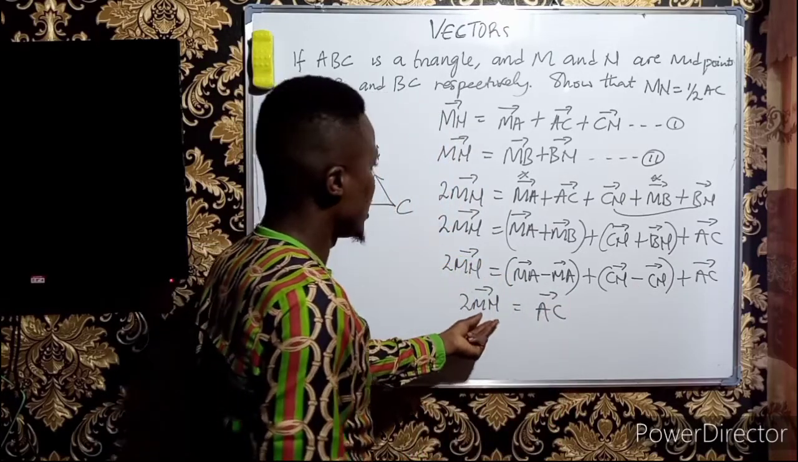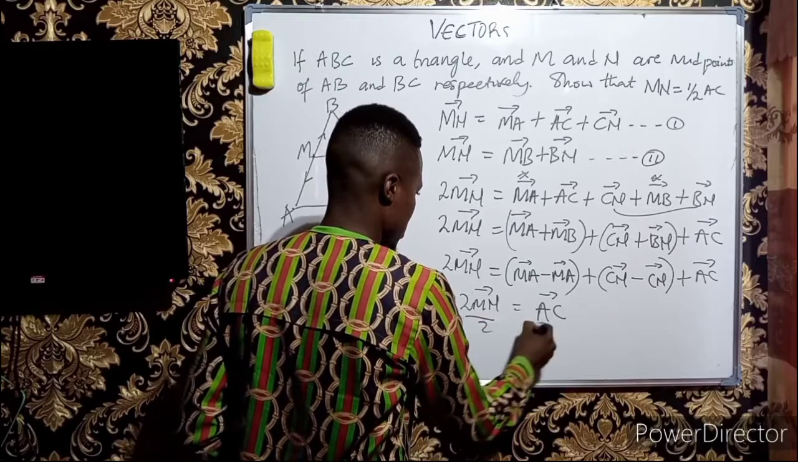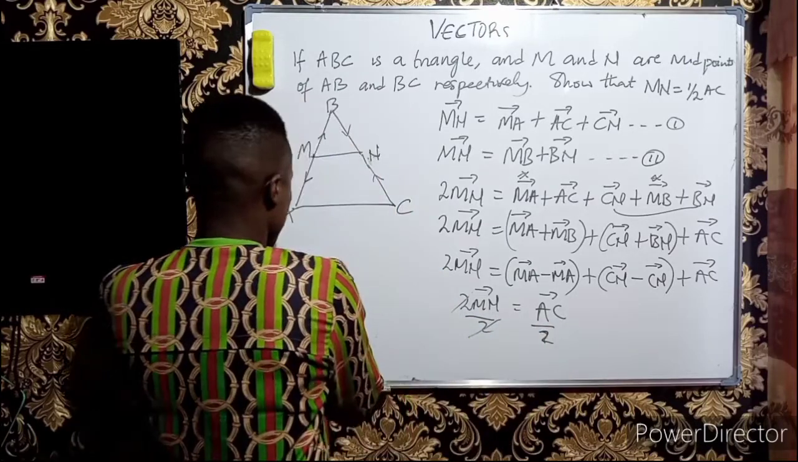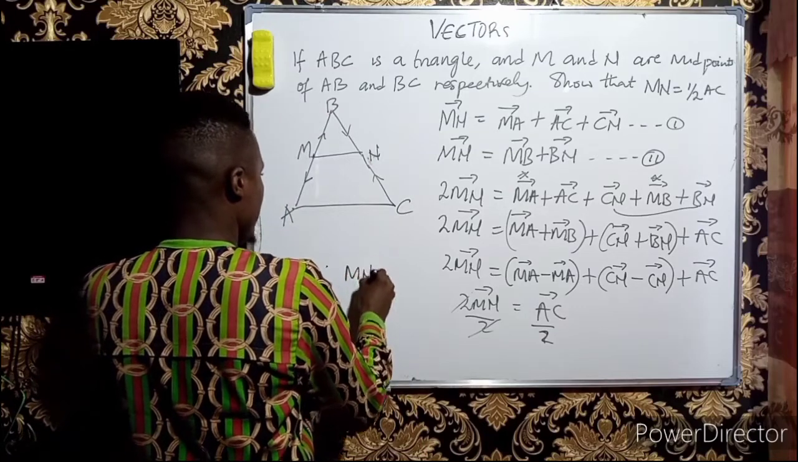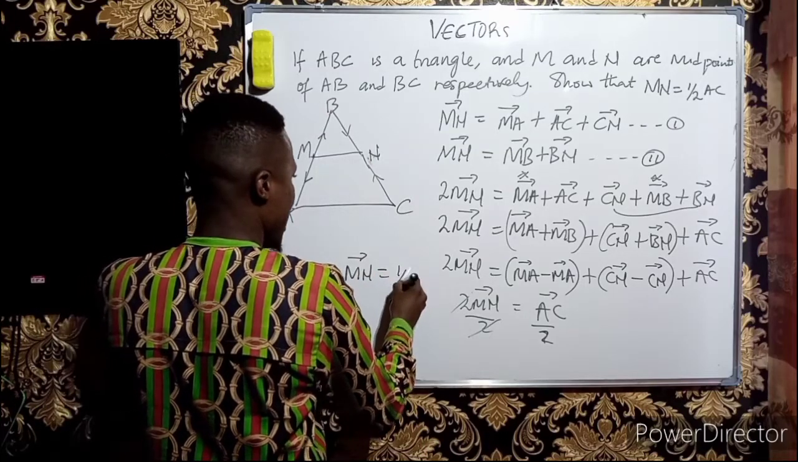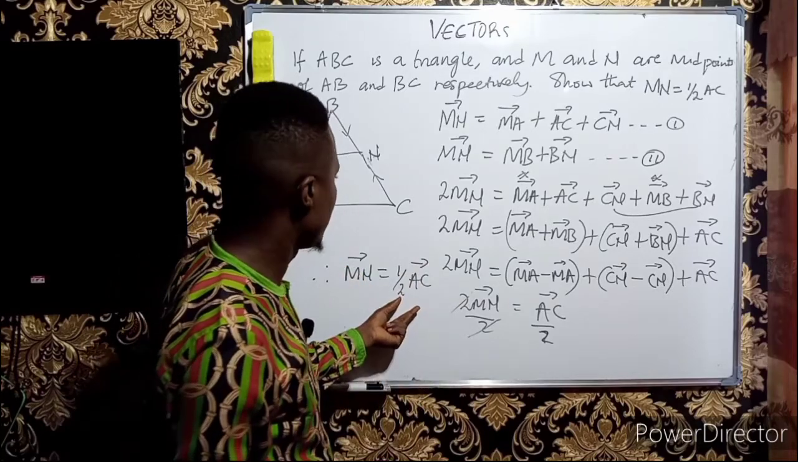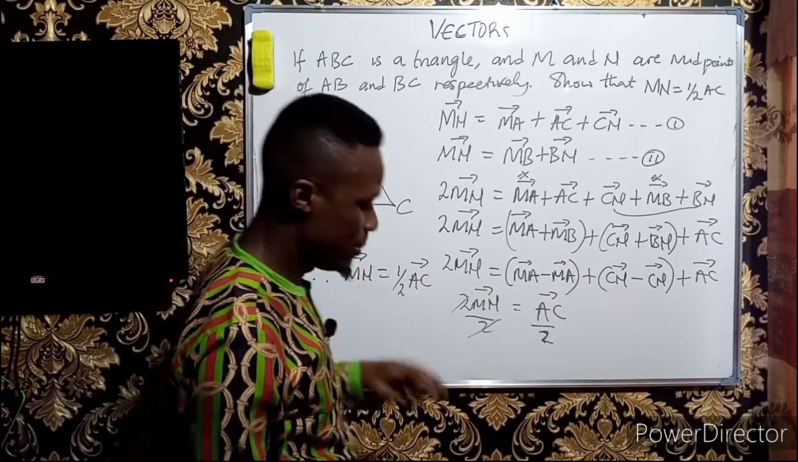Now, to get MN, I'll divide both sides by 2. I'm dividing both sides by 2 to get MN. So therefore, vector MN will give me half AC. All right, so this is just the value for vector MN.